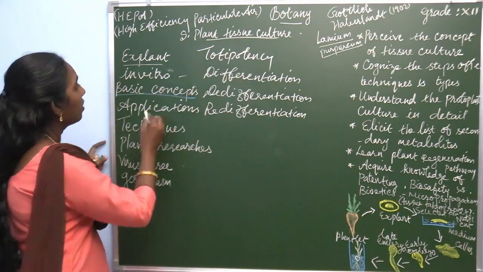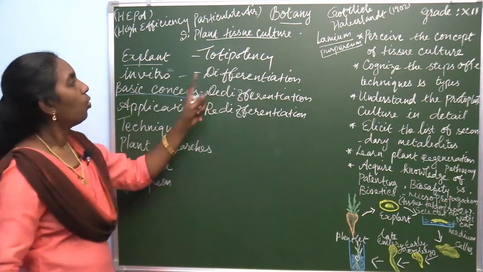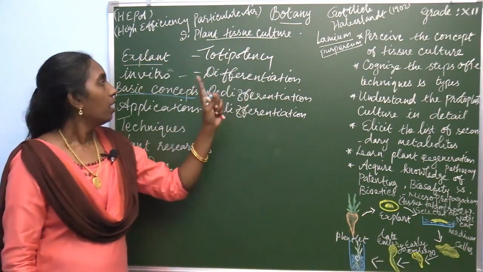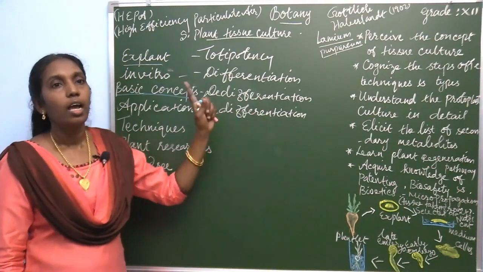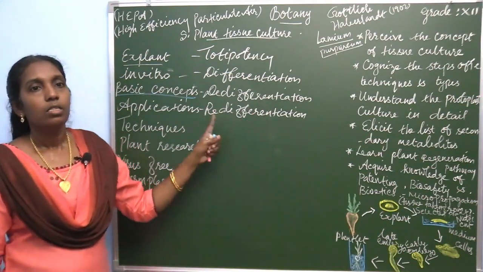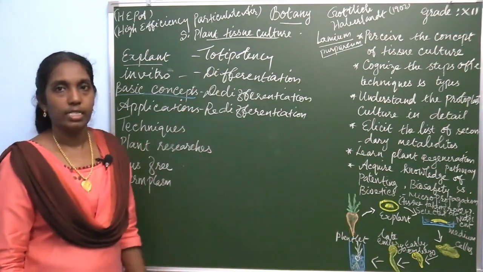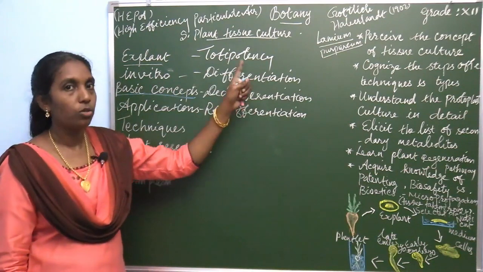The basic concepts of plant tissue culture are totipotency, differentiation, de-differentiation, and re-differentiation. So, what is meant by totipotency? This is a 2 mark question. What is the definition of totipotency?